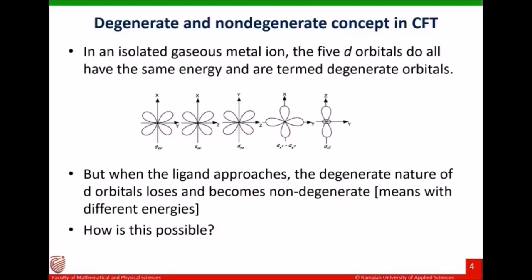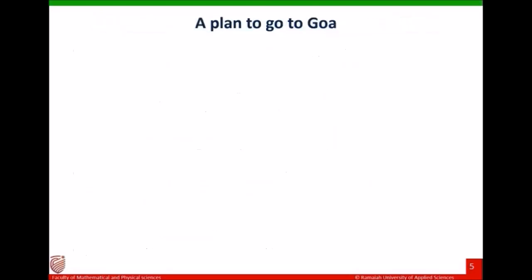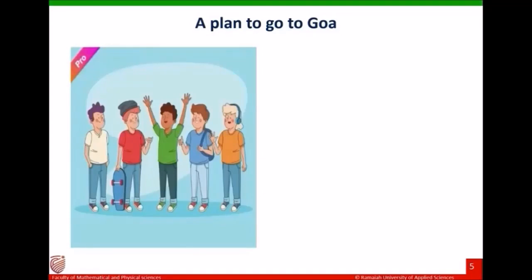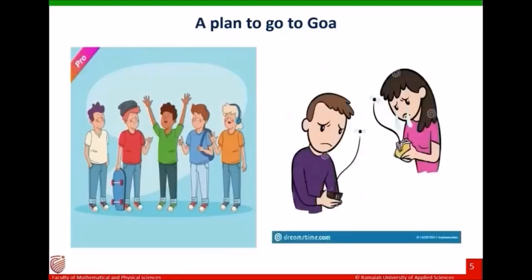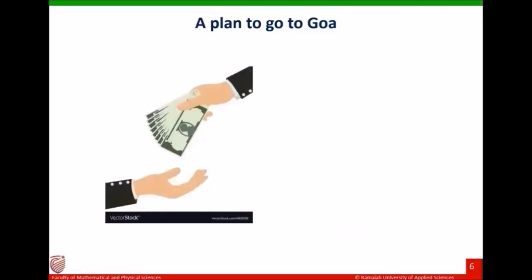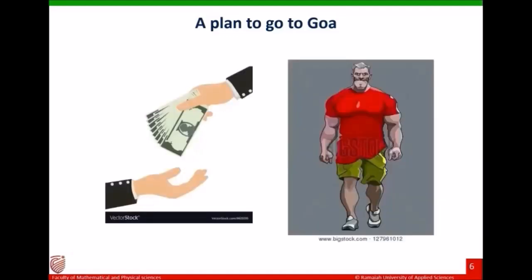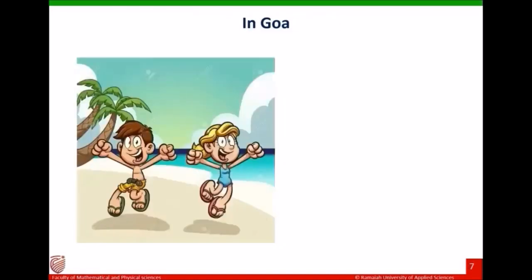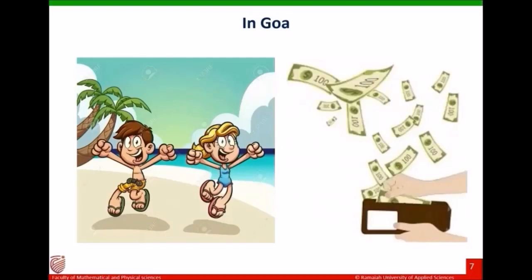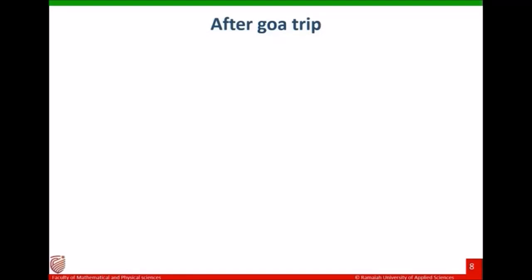To understand this concept, I will give you a situation. 5 of my students wanted to go to Goa for a pleasure trip, but all of them had no money. So what they did, they took a loan from a moneylender. Look at him. He is so strong and big. By taking that money, they went to Goa, spent the entire money, enjoyed a lot, and came back to Bangalore. They forgot to pay the money back to the dangerous moneylender. As usual, it's quite obvious.